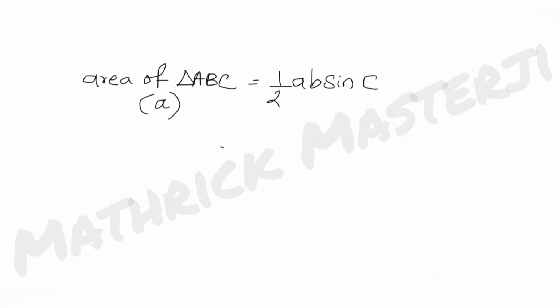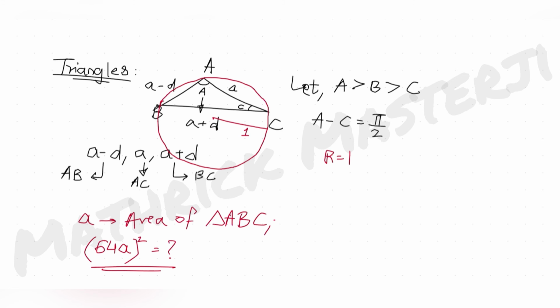So if I use that idea, half A and B, which are the sides that enclose the angle C. In that case, with the angle C, I have a and a plus d. So that is the idea. So I get half a and a plus d.